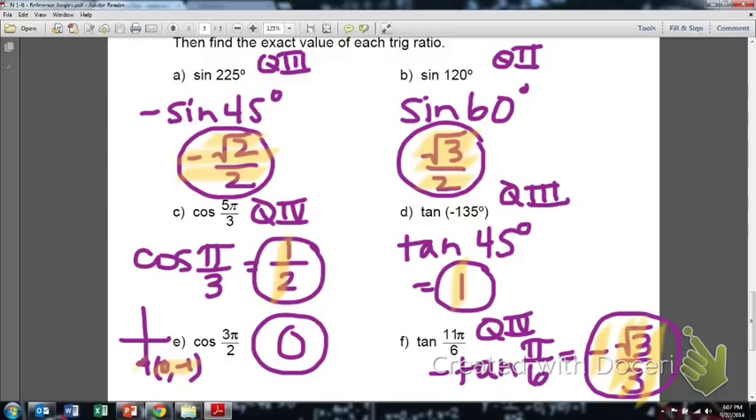All right, so this is what we'll be talking about for the rest of this week and probably into next week a little bit. Just getting to the point where you can find these ratios for any angle on the unit circle.